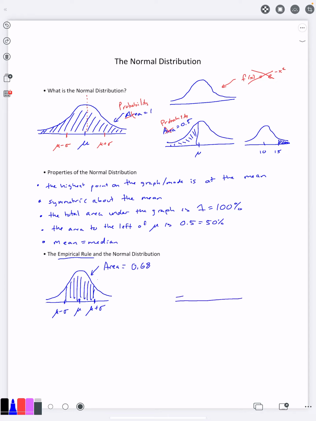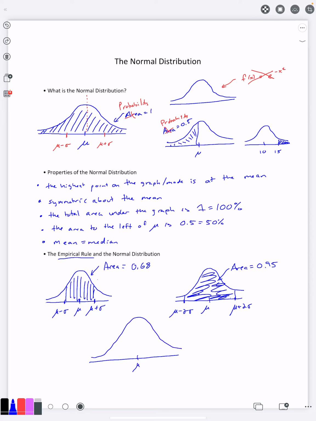Then, if instead of stopping at one sigma to the right, you were to go two standard deviations to the right and two standard deviations to the left, this area here is about 0.95. And finally, if you go out to three standard deviations, really far out to the right, and three standard deviations really far to the left, then the area you get here is about 99.7%. So whenever you're dealing with a normal distribution and you're trying to find the area going up or down one, two, or three standard deviations, you can use the empirical rule. You don't have to do the extra hassle and you get your answer.